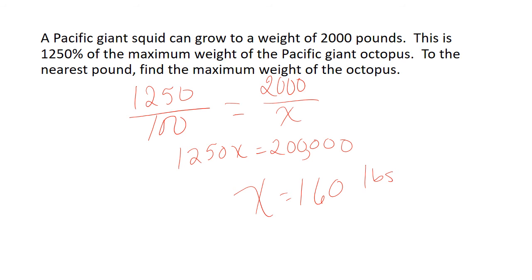So let's make sure. The giant squid is going to be a lot more than the octopus. So if the giant squid is going to weigh a lot more than an octopus, then our amount here for our squid should be a lot more than our amount for our octopus. So that makes sense. It is like 5 times the amount. So that makes quite a bit of sense. All right.